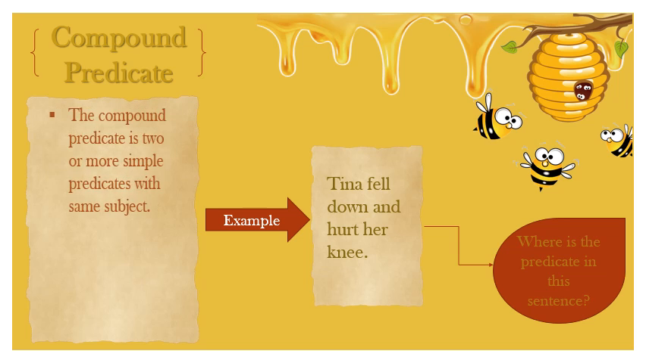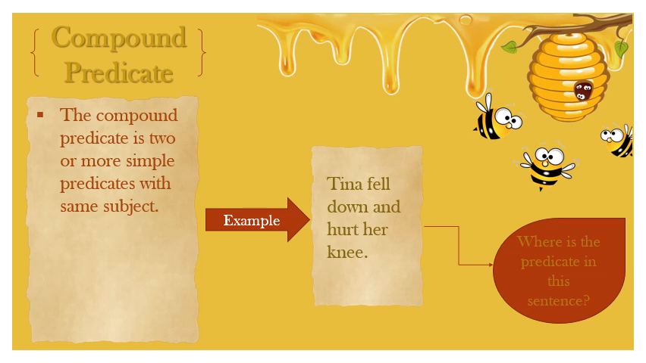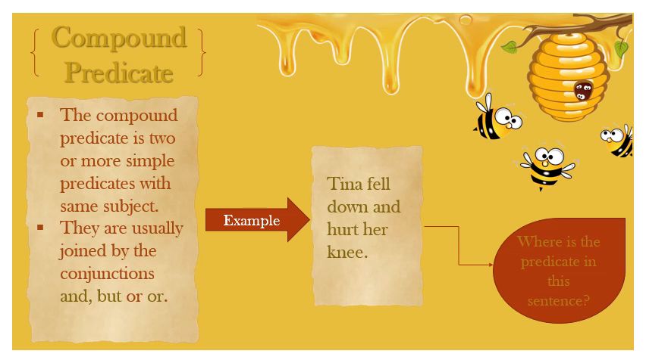The compound predicate is two or more simple predicates with the same subject. You see, both actions here happen to the same subject, to Tina. And I have two verbs in this sentence. So the compound predicate is two or more simple predicates, two or more verbs, with the same subject. And how are they usually joined? They are usually joined by the conjunctions "and", "but", "or".